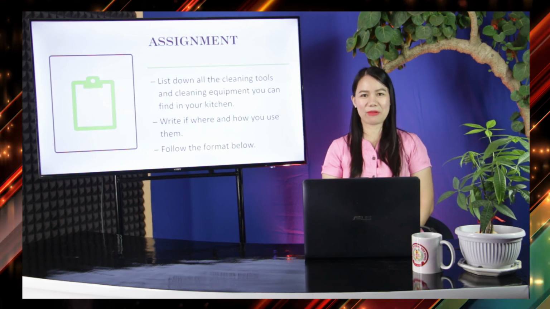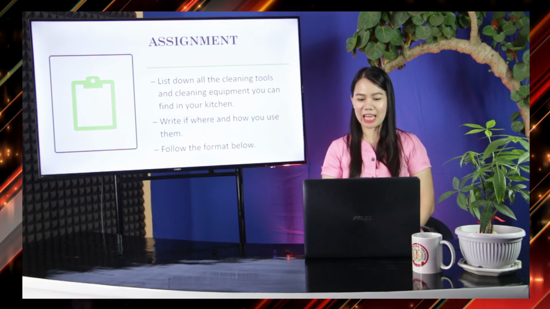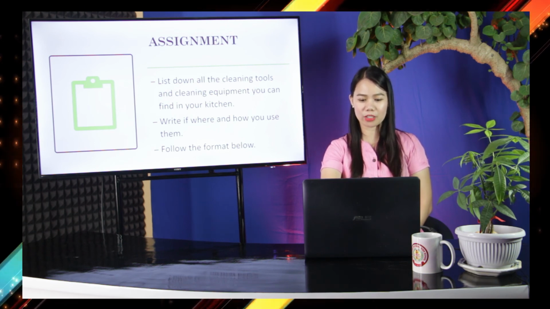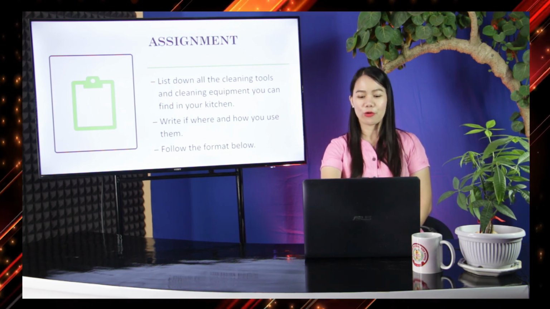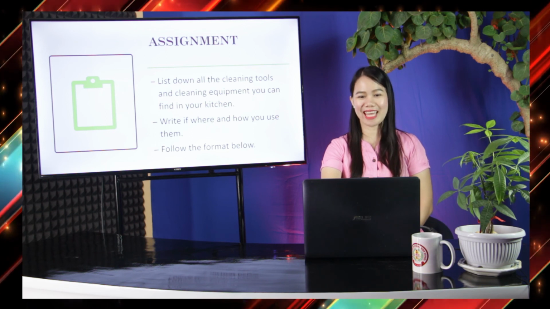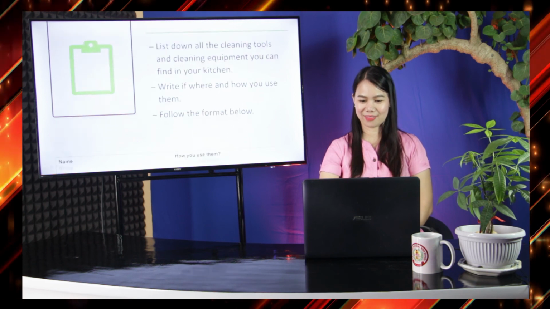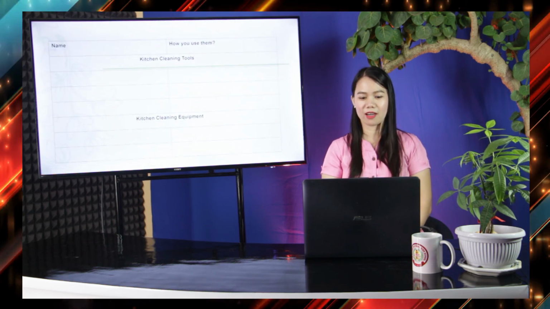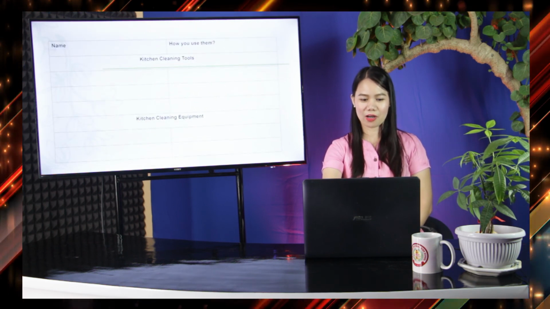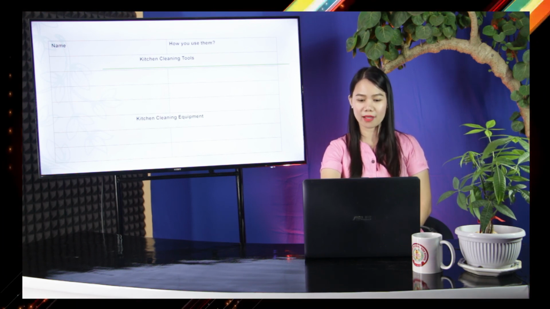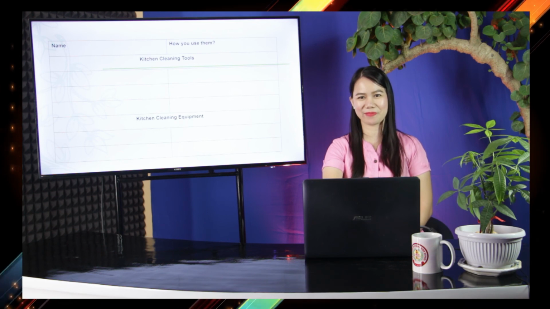I will give an assignment to you. Okay, your assignment: list down all the cleaning tools and cleaning equipment you can find in your kitchen. Write if, where, and how you use them. Follow the format below. So this will be your format. You're going to write or list the names of the equipment and how you are going to use them.